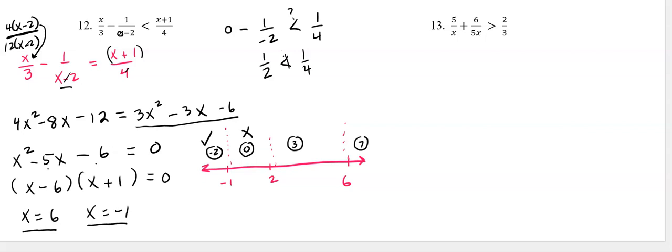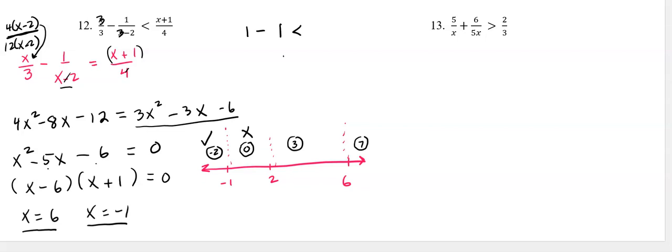Okay, let's try 3. Going back to our original inequality, plugging 3 in for all of the x's. So 3 over 3, if you let x be 3, that's 1. And if you let x be 3 here, that's going to be 1 over 1, which is, again, 1. So I'll just write it as 1.